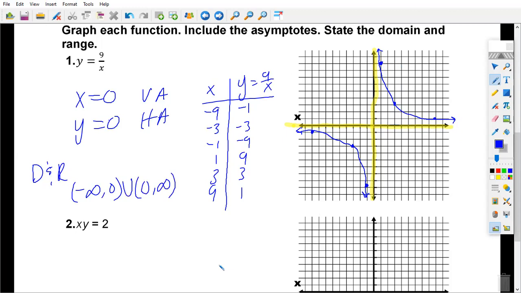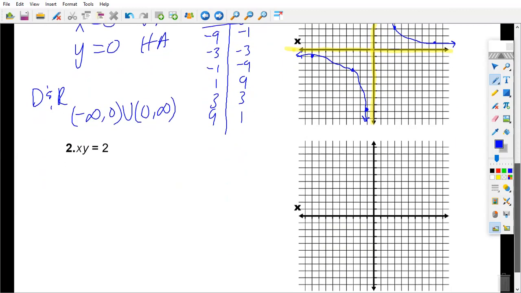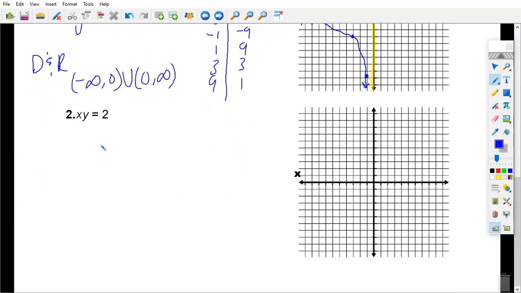Okay. All right. When you got to number 2, notice it wasn't in standard form, was it? It was actually in variation, right? Our k value. So first thing you have to do is put it into standard form. So y equals 2 over x. That's it. Step 1 done.